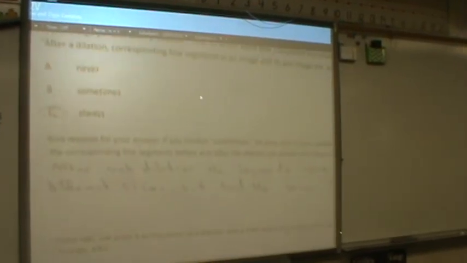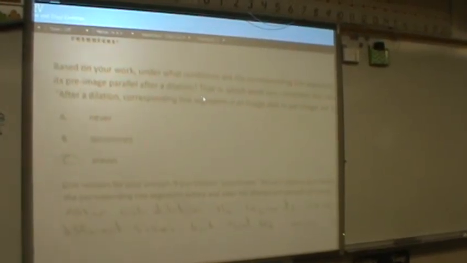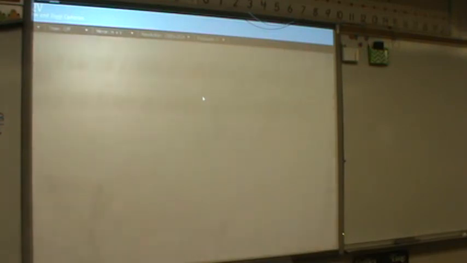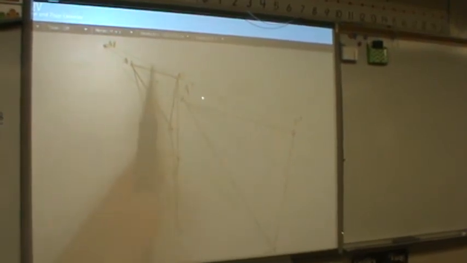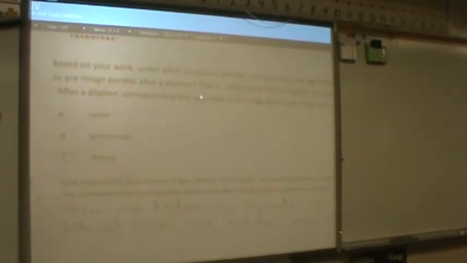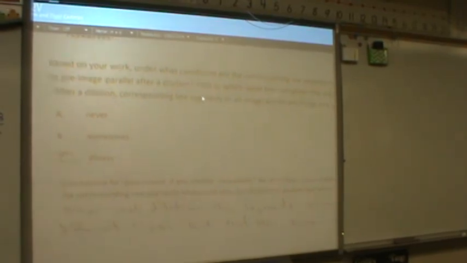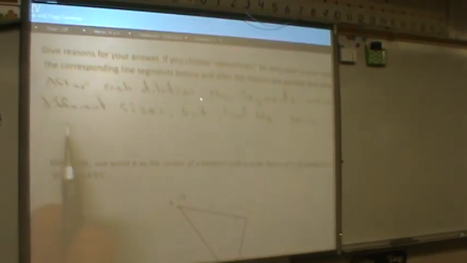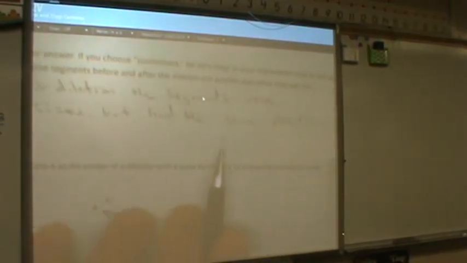And then the next thing it has us go through, I'm just going to use the screen here. It has us say, okay, under what conditions are corresponding line segments in an image and pre-image parallel after a dilation? Well, guess what? I'm going to go back to after a dilation, they were all parallel. Corresponding sides were always parallel. So this is why I have always circled. Now, give reasons for your answer. Well, the reason for that is after each dilation, the segments were different sizes, but they had the same position.